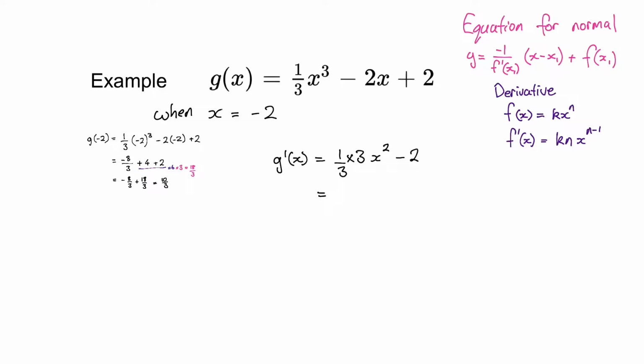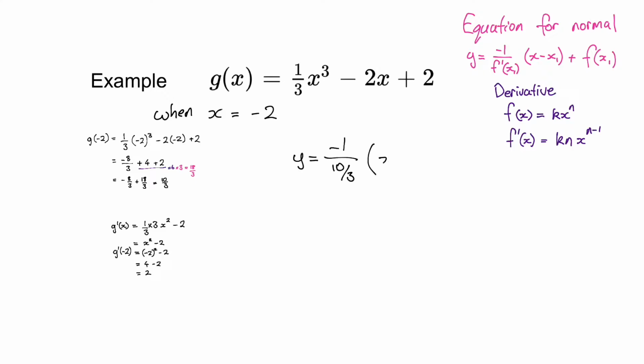So simplifying this, our 3 times 1/3, well, that's just going to be 3 over 3, which is equal to 1, so it just becomes x squared minus 2. Now we need to evaluate this at our point, so our g prime at minus 2 is going to be equal to minus 2 squared minus 2. Minus 2 times minus 2 is going to be 4. So it's going to give 4 minus 2, which is going to give us 2. So now we have our derivative and our function value at that point. So now we can just put it into our equation. So our equation gives y is equal to minus 1 over our derivative, which was 10 over 3.